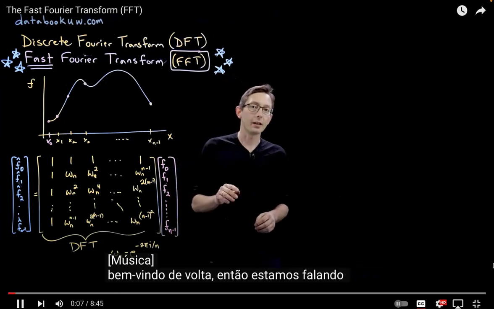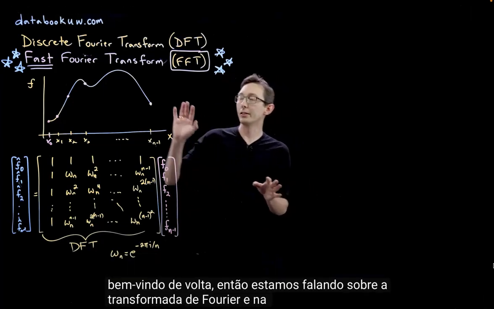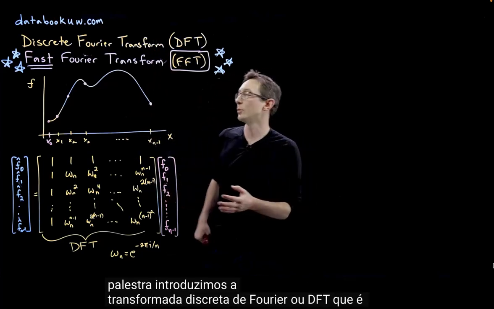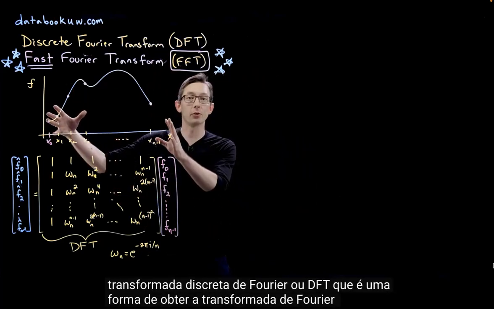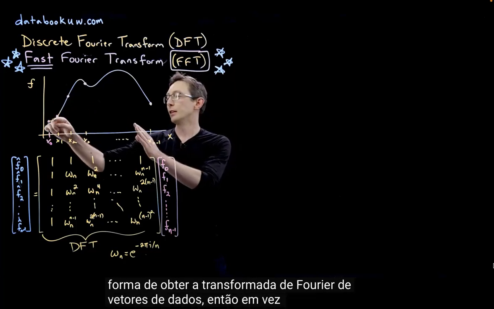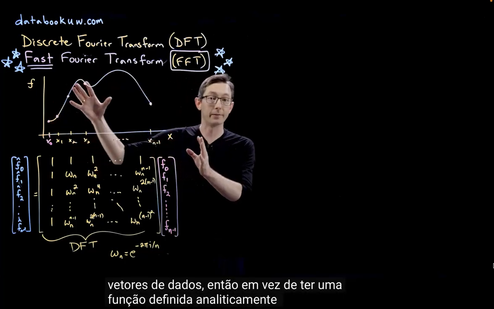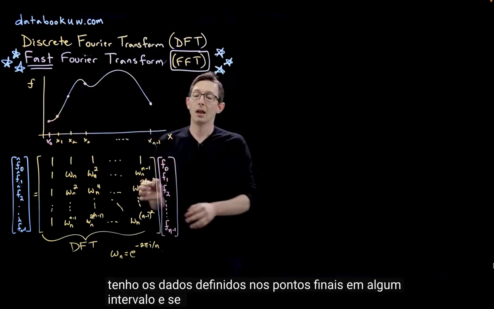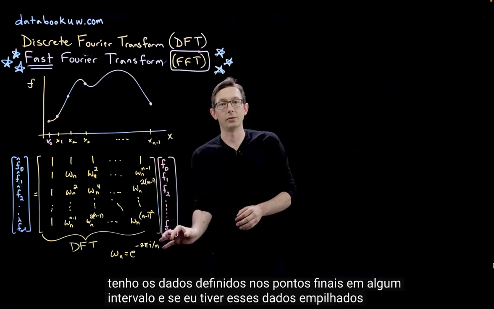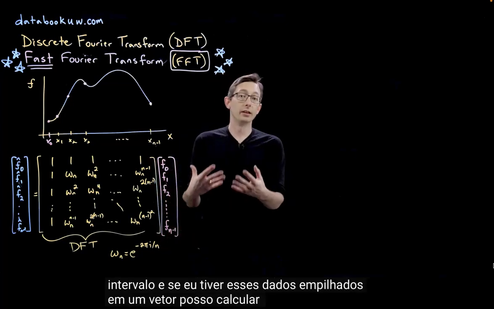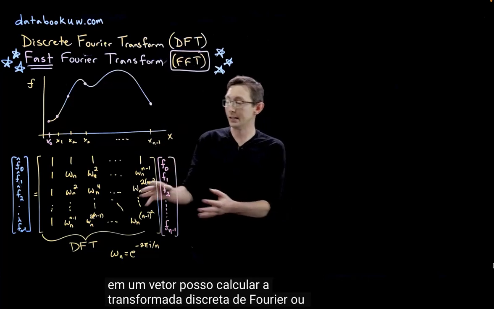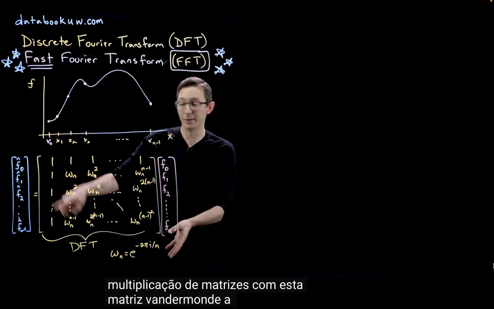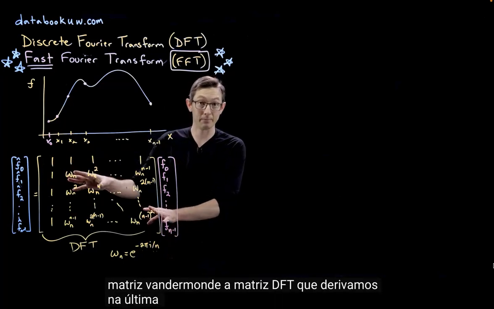Welcome back. So we're talking about the Fourier transform, and in the last lecture we introduced the discrete Fourier transform, or the DFT, which is a way of taking the Fourier transform of vectors of data. So instead of having an analytically defined function, I just have data defined at n points in some interval. And if I have that data stacked into a vector, I can compute the discrete Fourier transform, or the DFT, by matrix multiplication with the Vandermonde matrix, the DFT matrix that we derived in the last lecture.